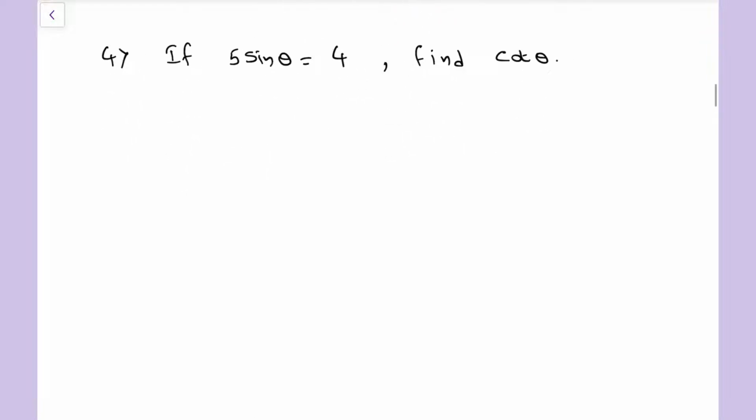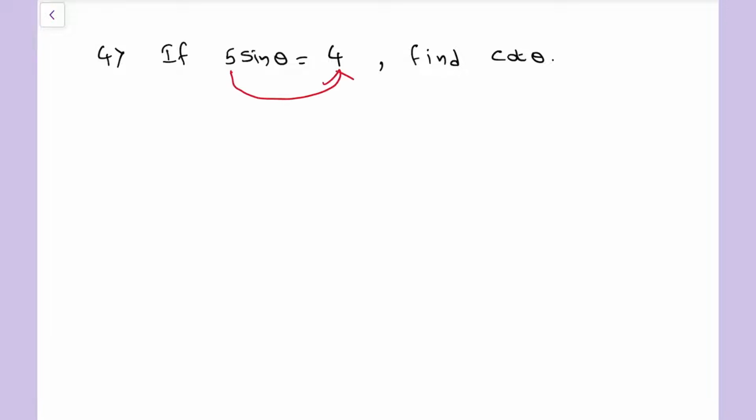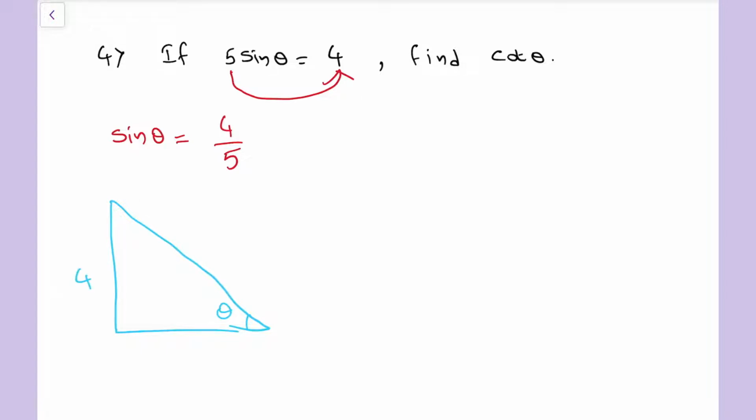Next, question number 4. If 5 sin theta equals 4, then find the value of cot theta. First I will take this 5 to the right side, so I will get sin theta equals 4 by 5. Now for this value, sin theta equals 4 by 5, I will draw the right angle triangle. Here I am taking theta. Sin theta is opposite by hypotenuse, so for theta, opposite is 4 and hypotenuse is 5.